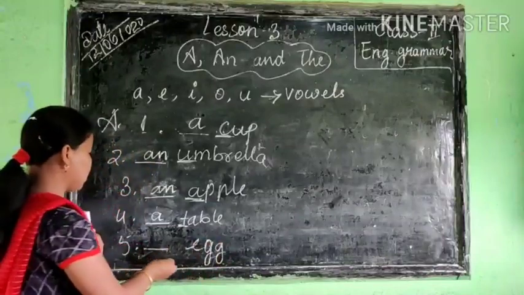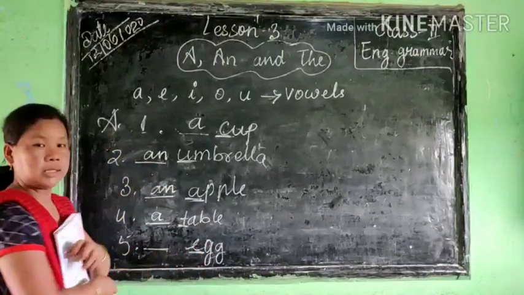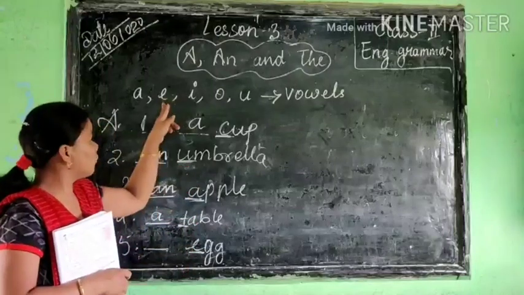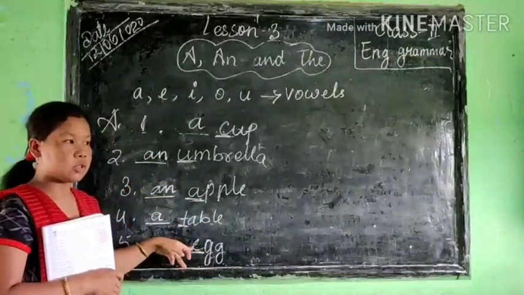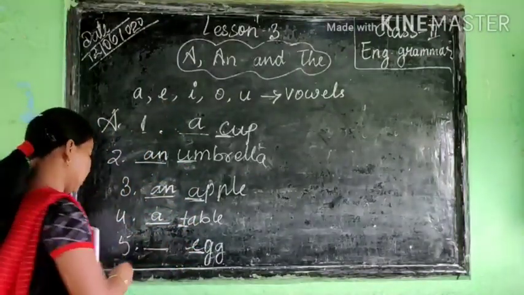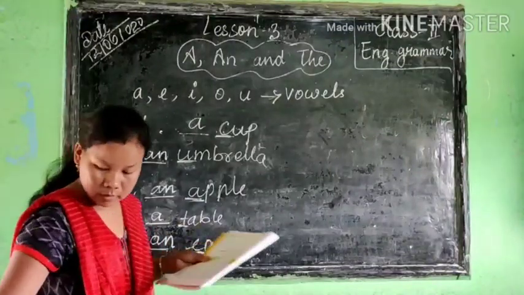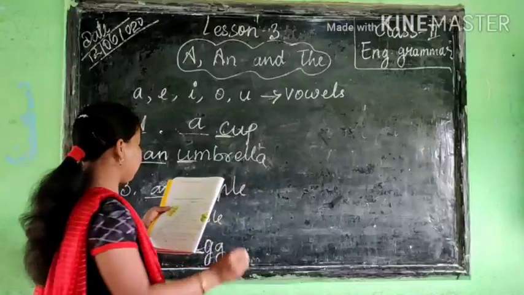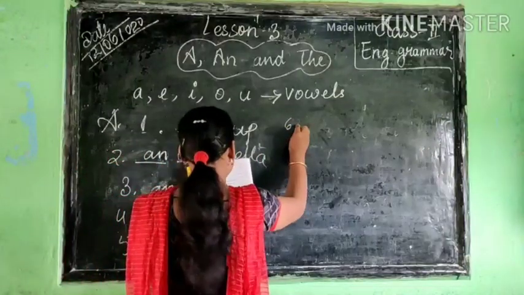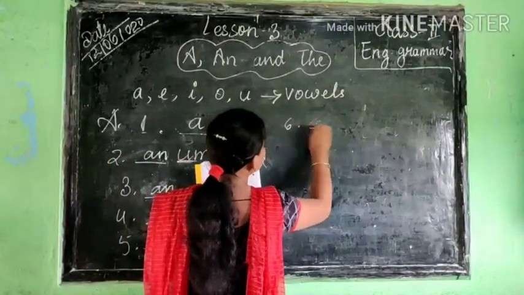Egg, right? So your first letter is what? E. E is a vowel, right? E is a vowel. So what do we have to add here? N. So we have to write N here. Understand? Then sixth number is arm.